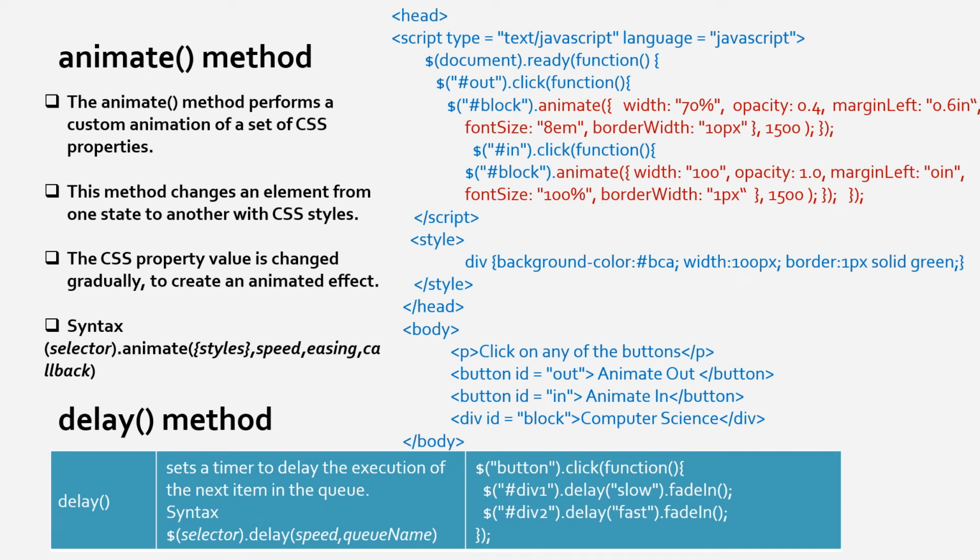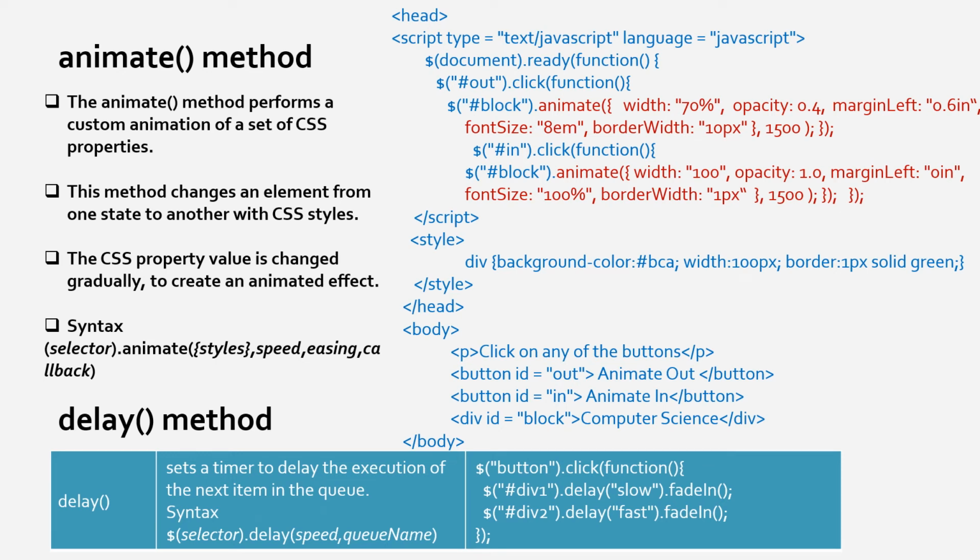Now we are going to discuss the animate method. The animate method helps to perform a custom animation of a set of CSS properties. So here the CSS property values change gradually to get the feeling of an animation effect. That may gradually increase or gradually decrease. Then only we can feel that effect.